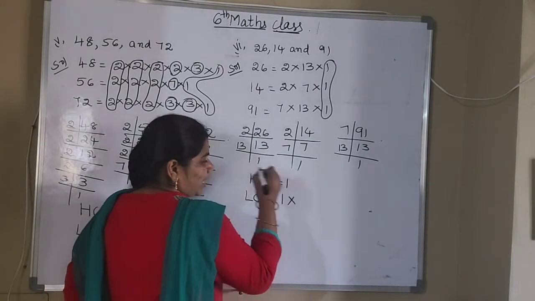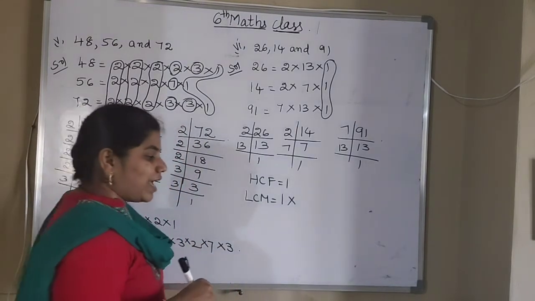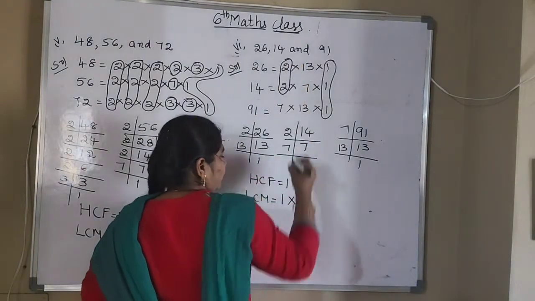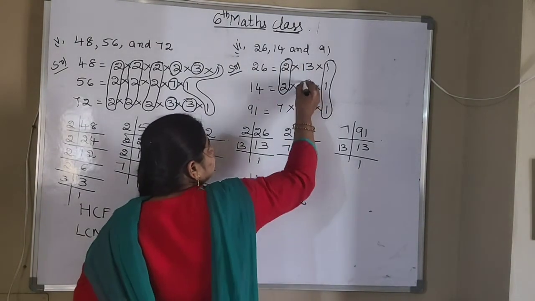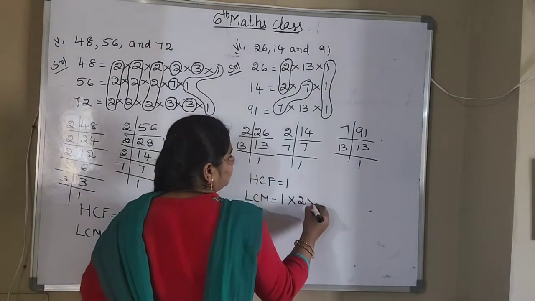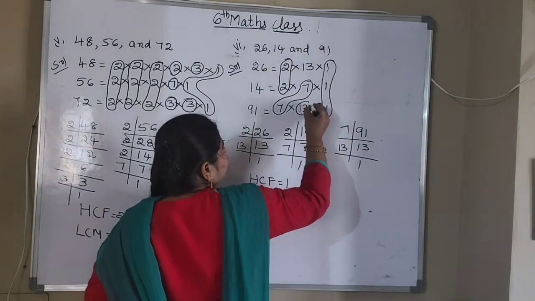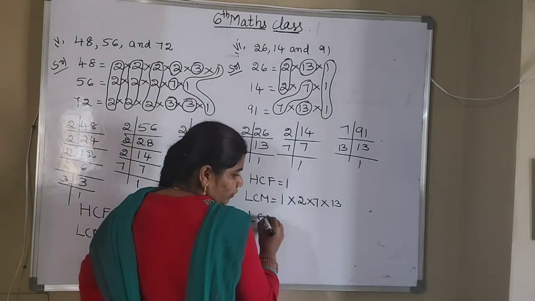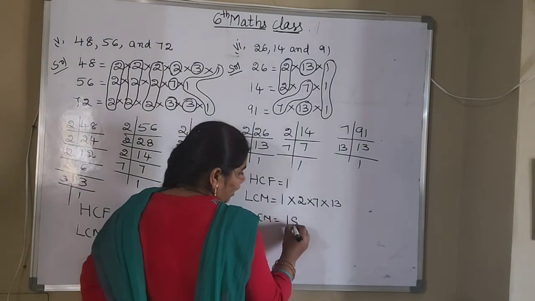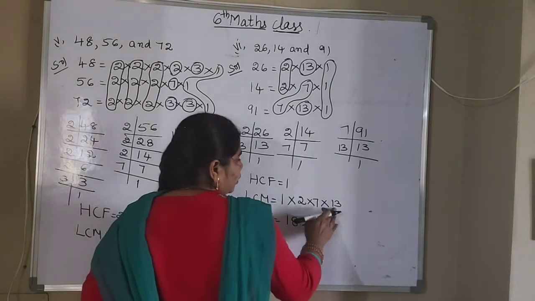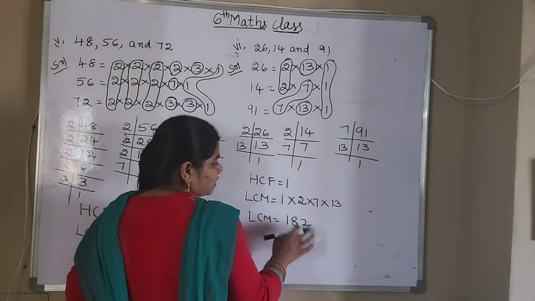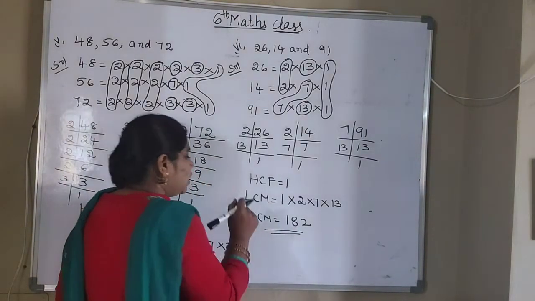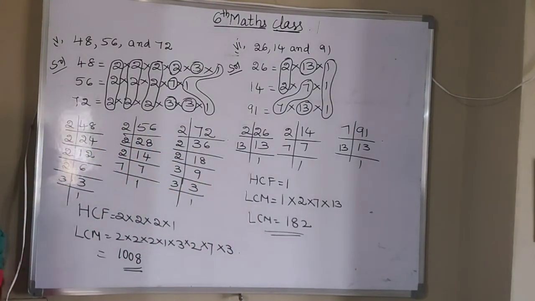1 we have to write as it is. The HCF value we have to write as it is. And the remaining numbers: from these 2 2s we can take 1 2, from these 2 7s we can take 1 7, and from these 2 13s we can take 1 13. So what will it be now? It will be 182. 13 2s is 26, 26 7s is 182. So the LCM you got is 182. So this is our first bit.